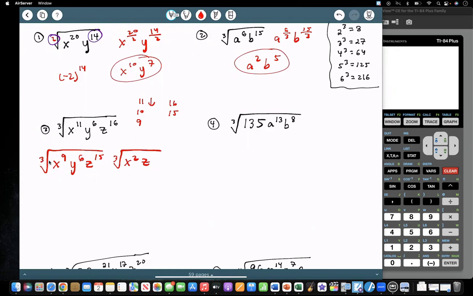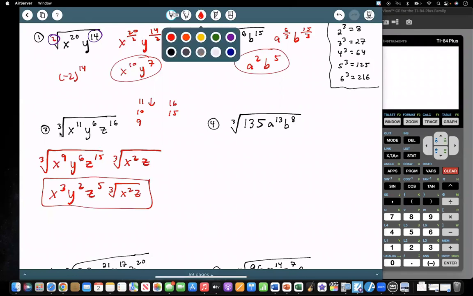So now I made this radical of everything that is divisible by 3. So if I divide these by 3, these would all get to come out. So 9 divided by 3 is 3. 6 divided by 3 is 2 for the y, and 15 divided by 3 is 5. Okay, so all those would get to come out of the radical, and then this one would just be stuck inside. So x squared z would be stuck inside. So that would be my simplest form.